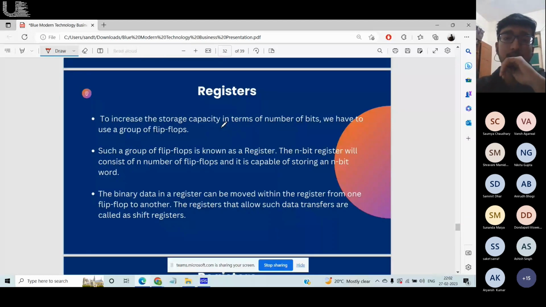Now coming to registers. We have studied in sequential logic latches and flip-flops. There are 2 things left: one is the register and one is the counter. Counters will be covered in the next workshop, but the last thing in this workshop is registers.